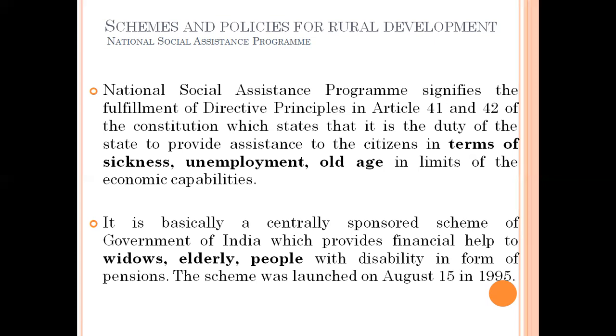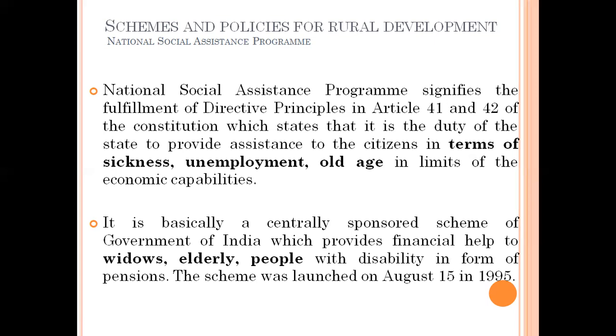And lastly, Annapurna Scheme, which comes under National Social Assistance Program. So this scheme aims to provide food security to meet the requirements of those citizens who are senior citizens. This is for the senior citizens, and 10 kgs of free rice is provided every month to such beneficiaries. So this is, we can say, the social assistance programs for widows, unemployed, and elderly people.